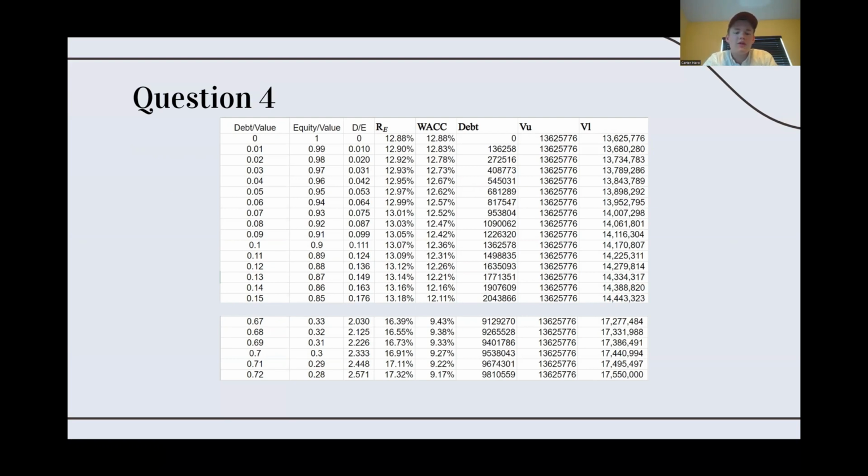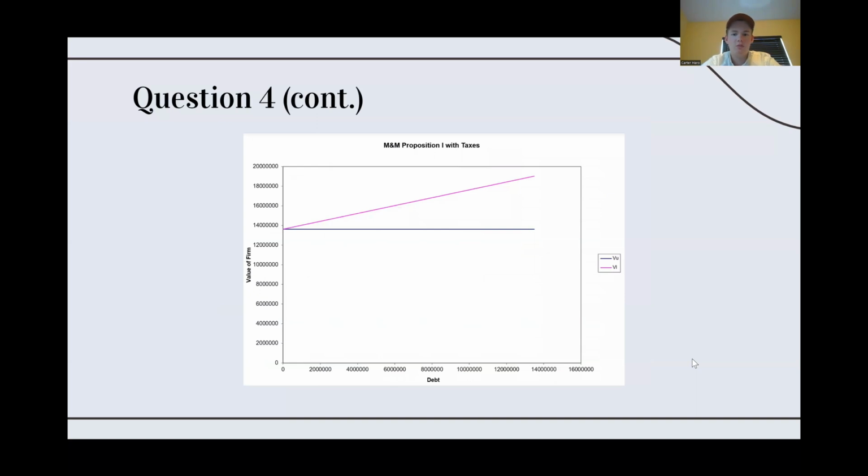So looking here, we have a little snippet of our debt equity ratio. We can see that as debt increases, our cost of equity, our RE, does increase, and then our WACC does decrease. We can also see that our VU and our VL, our unlevered value of the company and our levered value of the company, our VU stays stagnant, and then our VL does increase as we increase the amount of debt. And that is also shown in this next slide where we have our Modigliani-Miller Proposition 1 with taxes.